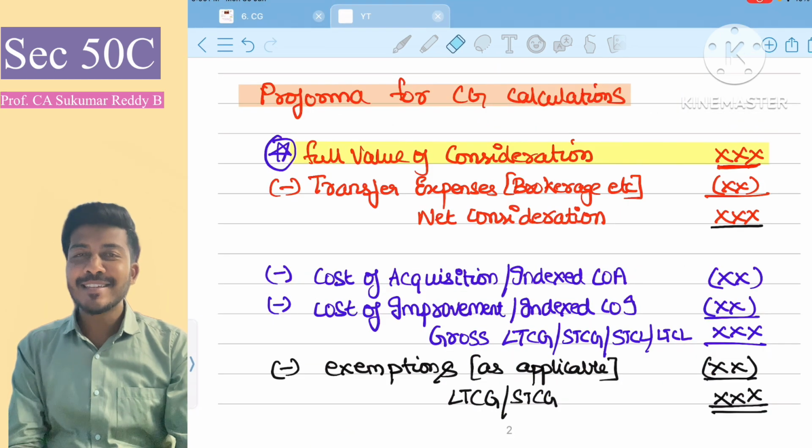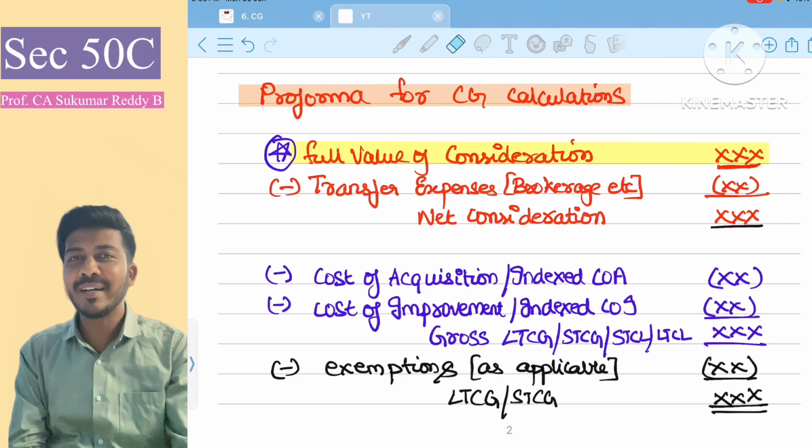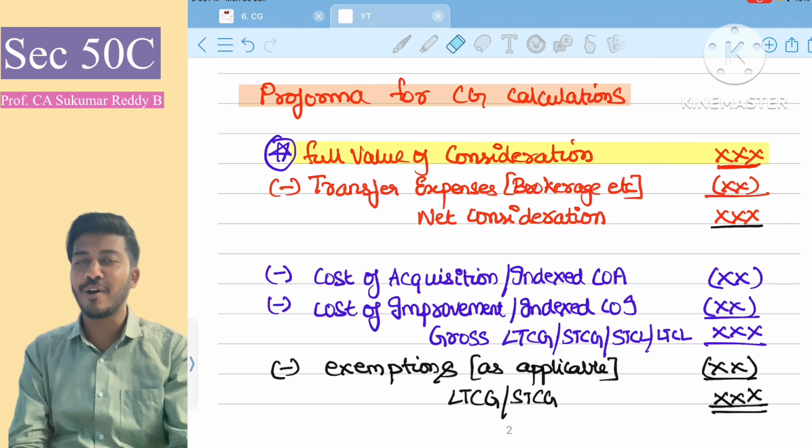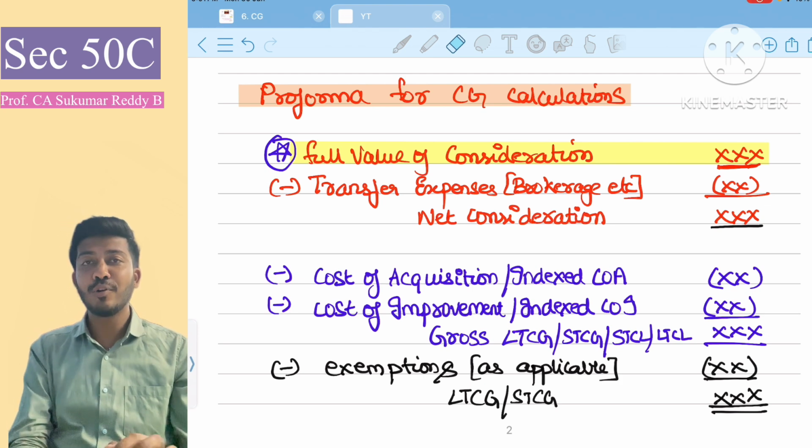Hello everyone, this is Sukumar Reddy and I am here to take a kutty topic from the capital gains chapter, but a very important topic. We all know the pro forma of capital gains. How will the capital gains answer be presented? Please have a look onto the screen.